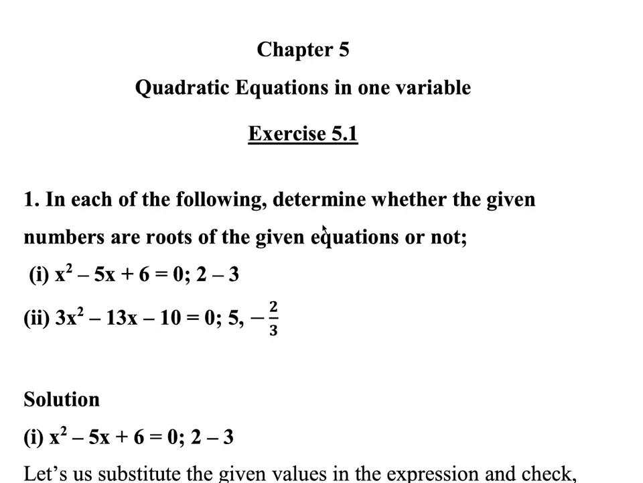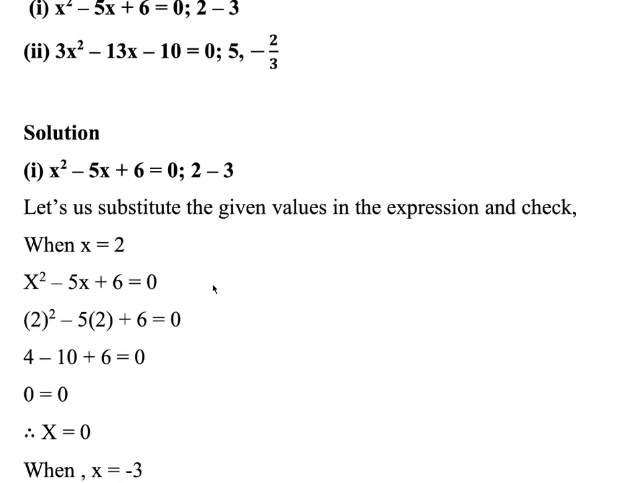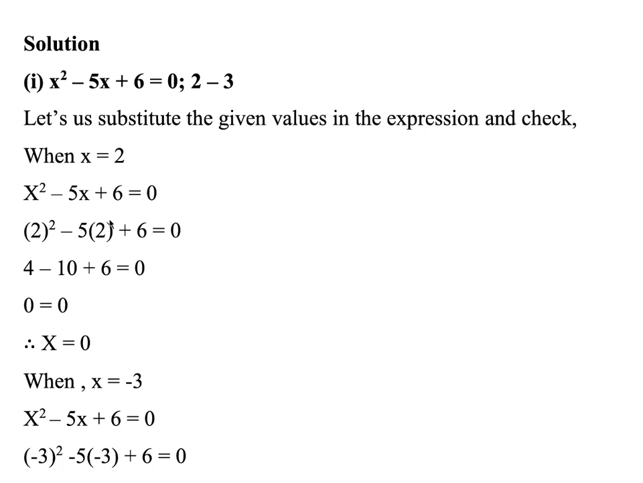In each of the following, determine whether the given numbers are roots of the given equations or not. Number 1, x square minus 5x plus 6 is equal to 0. So the values are given over there, the 2 and minus 3. So let's put x is equal to 2. So x square minus 5x plus 6 is equal to 0.